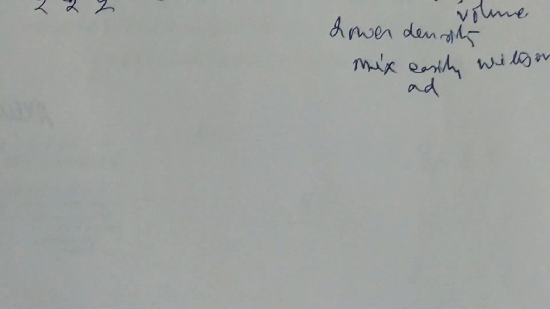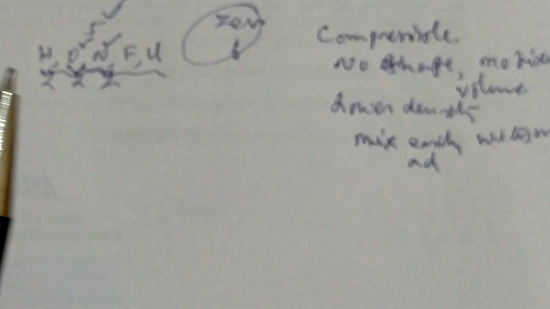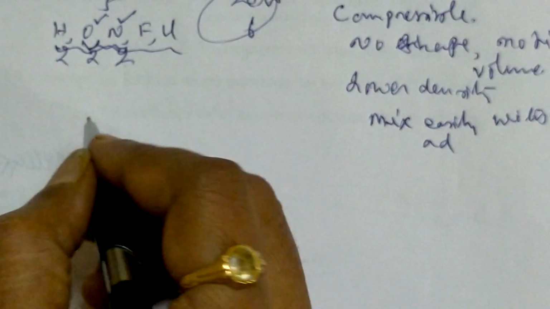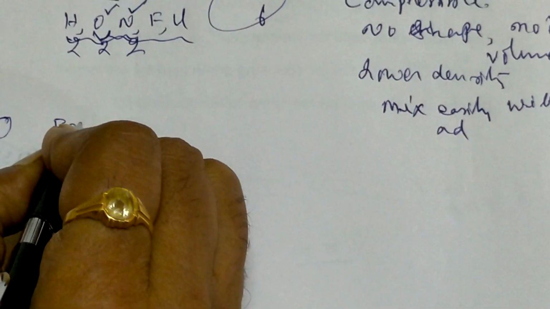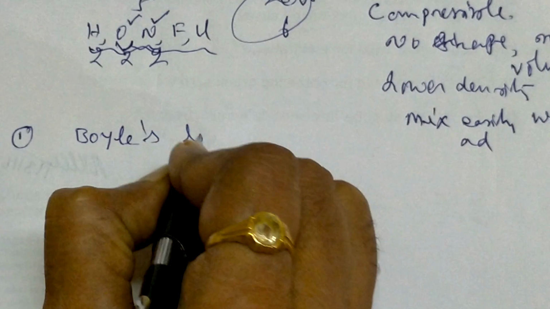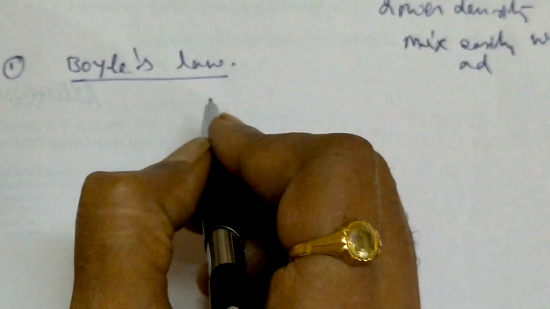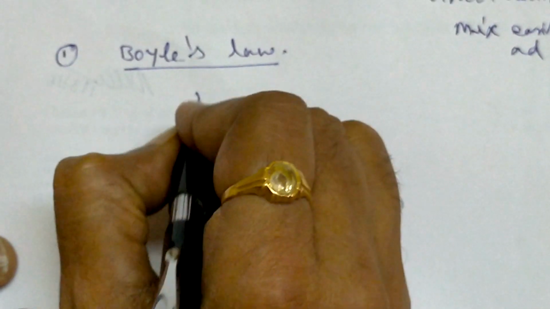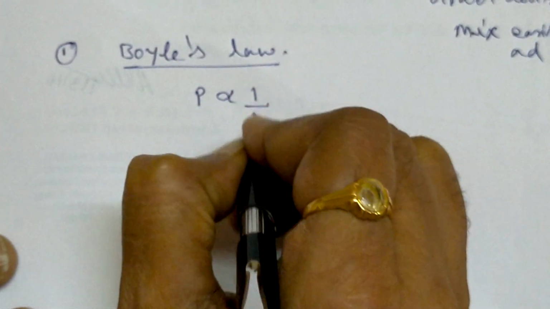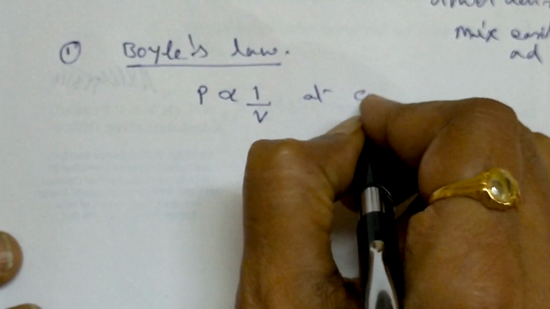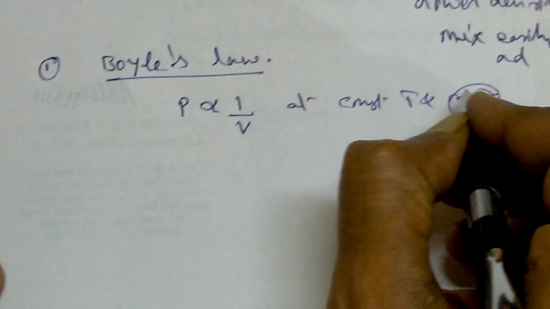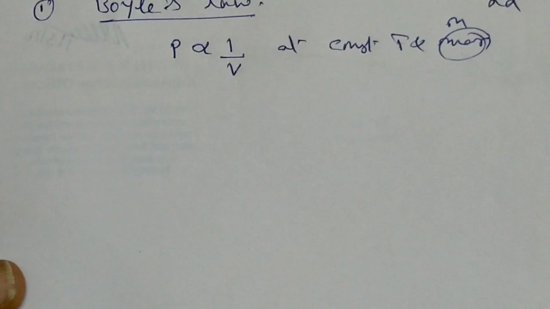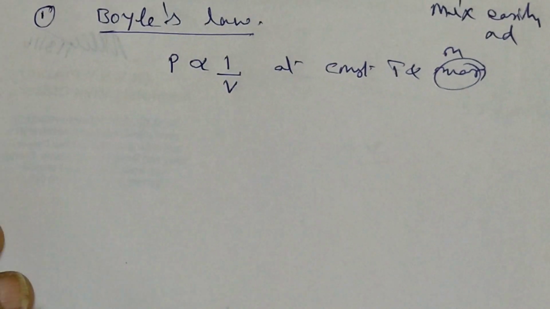With these postulates, now we will go through the most prominent and important laws. First law, what is the first law? It is Boyle's law. He is also a scientist. What is Boyle's law? Boyle's law is nothing but P is inversely proportional to volume at constant temperature and mass. Mass I am going to represent with n, the number of molecules or number of moles. This is Boyle's law.